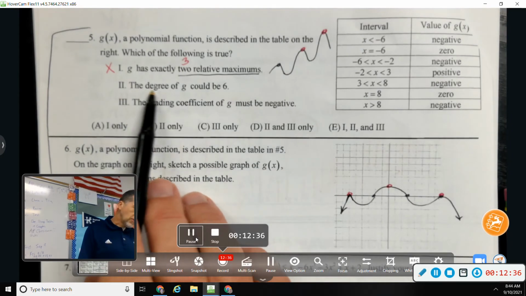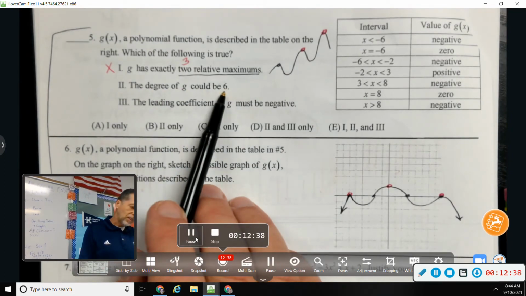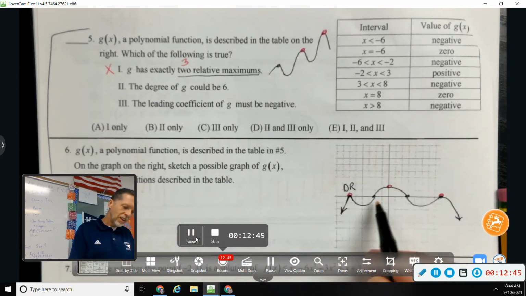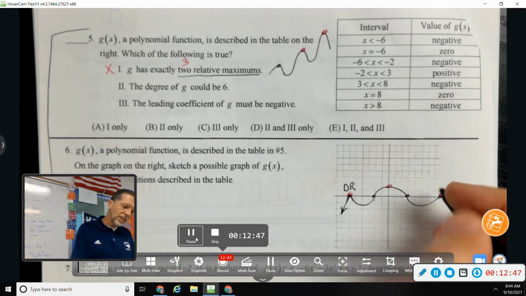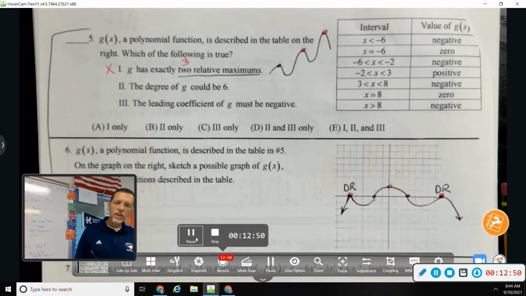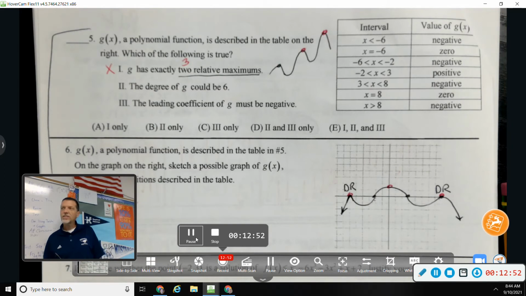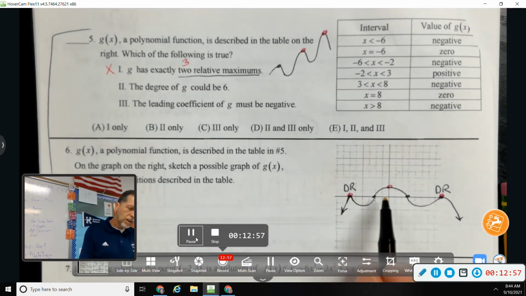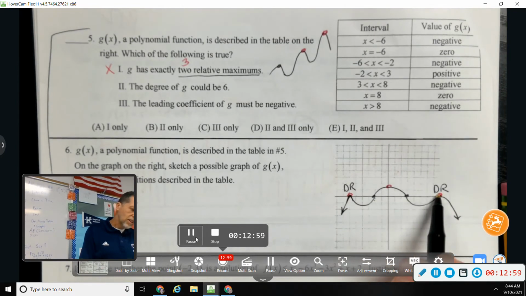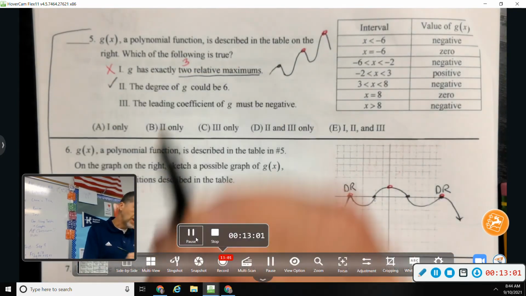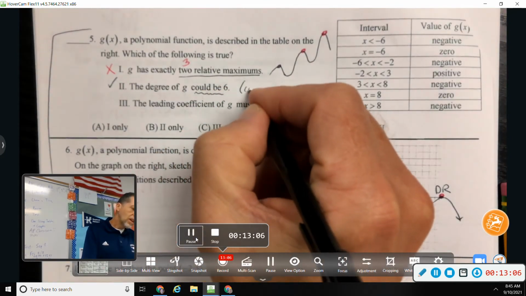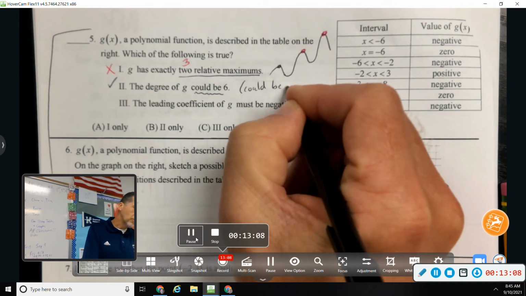The degree of G could be 6. Well, let's count our zeros. Okay, so careful. There's a double, there's a single, and then another double. That looks like 6 to me. Remember, the bounces are double roots, so 2 there, 3, 4, 5, 6. So I will say yes. It says could be 6. Or it could be more. It wouldn't be less, but it could be more.